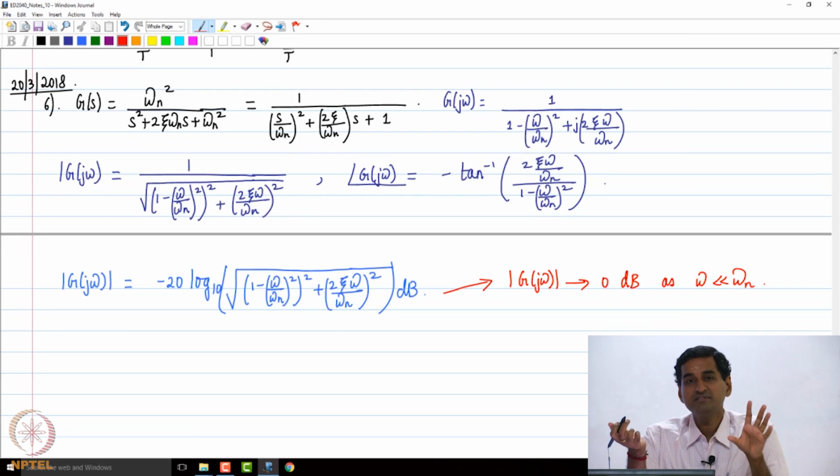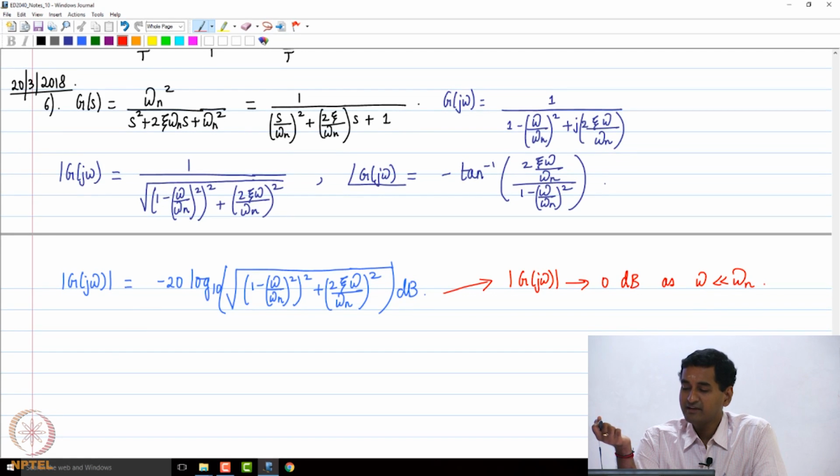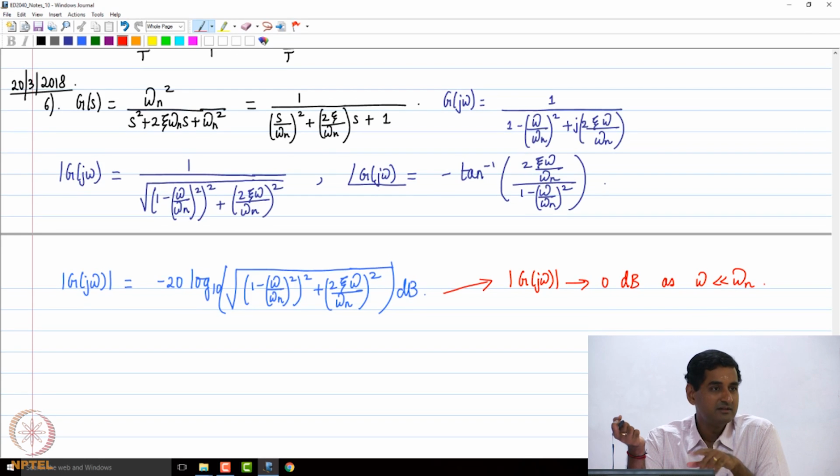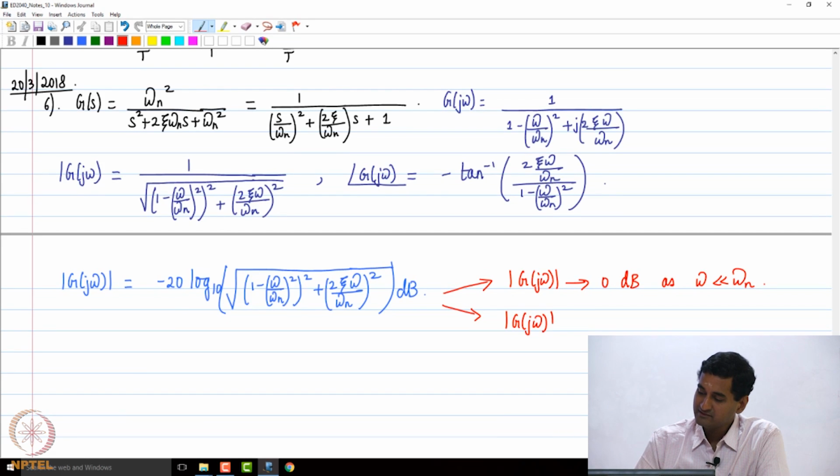When the frequency of interest becomes much less than omega n, which is the natural frequency of the system, omega by omega n becomes very small. Obviously, omega by omega n whole squared will also be pretty small, so in the square root term I will effectively end up with 1. I am essentially going to take log of 1, so I will get 0 decibels. That is what happens when omega is much lower than omega n. And what is going to happen when omega is much greater than omega n?